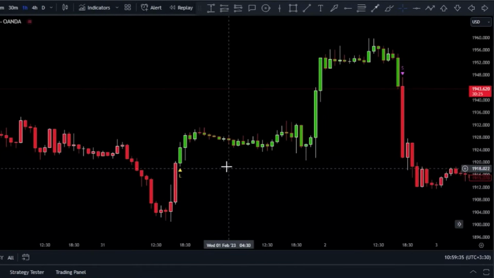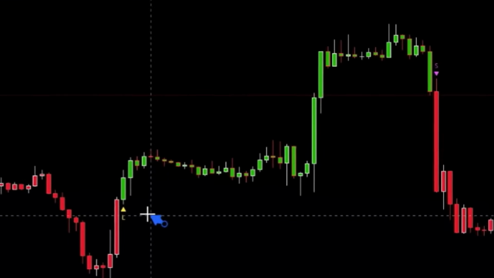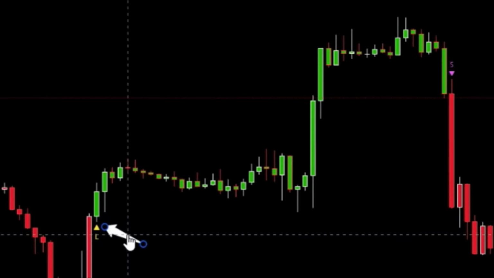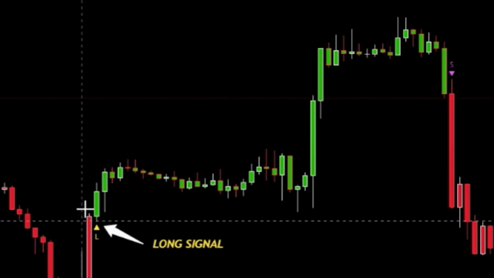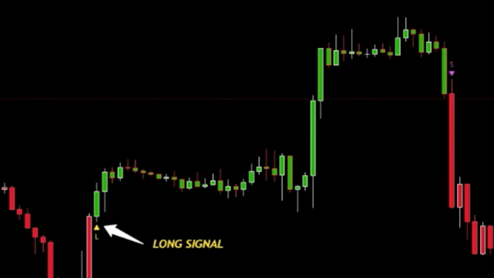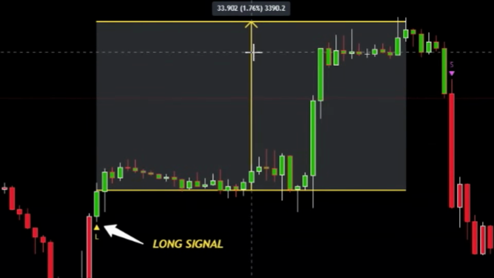Now that we have optimized the indicator settings, look for the letters to appear above or below the candles for trade signals. If you see the letter L appear below the candle, this is a buy signal, indicating you could potentially profit on a long trade. For example, in this chart, the L appears and entering a buy here could have led to a 17% profit.